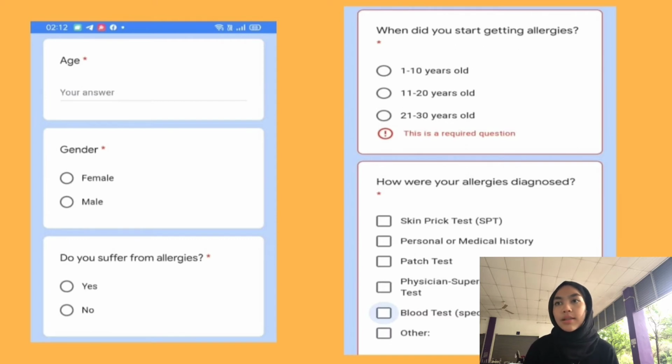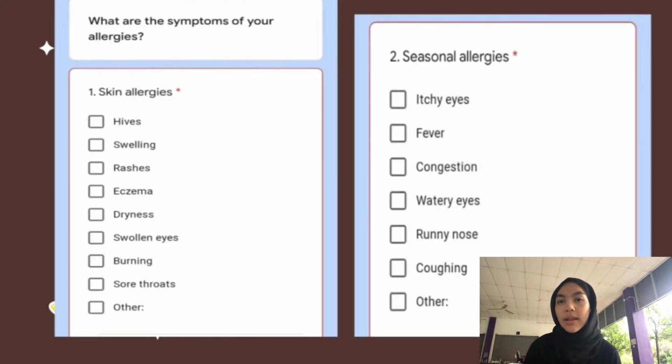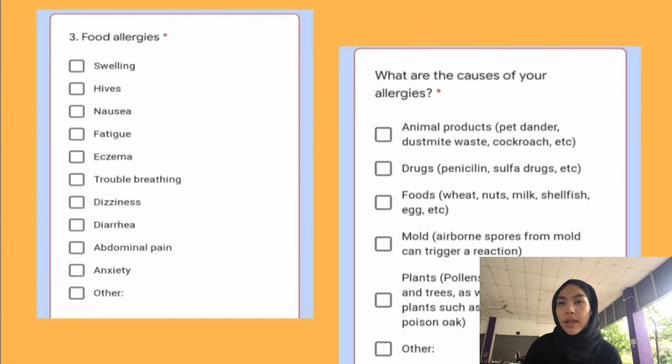Next, there are options about the symptoms, either skin allergies like swelling and rashes, or seasonal allergies and food allergies, which commonly show symptoms like itchy eyes and any other symptoms. They also needed to answer the source of their allergies, such as animal products, drugs, foods, molds, plants, or any other causes, and how fast these causes trigger their allergies.